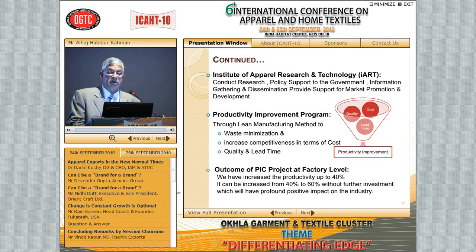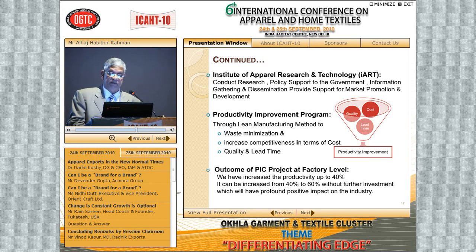Our research department conducts research, policy support to the government, information gathering and dissemination, and provides support for market promotion and development. Productivity program through lean manufacturing method to minimize waste and increase competitiveness in terms of cost, quality and lead time.